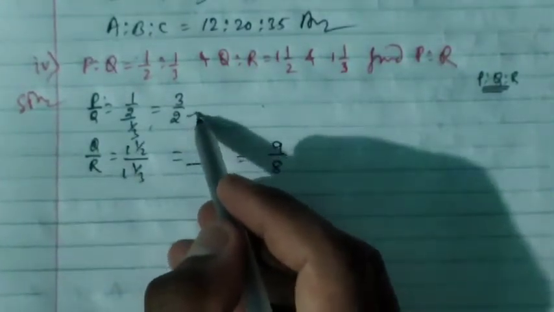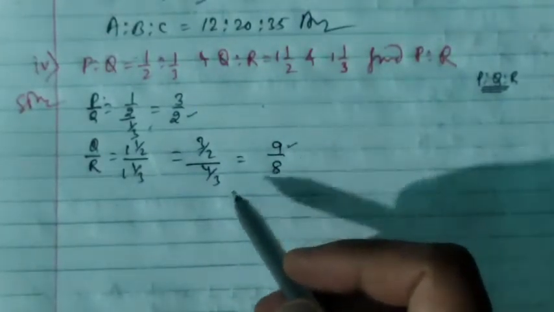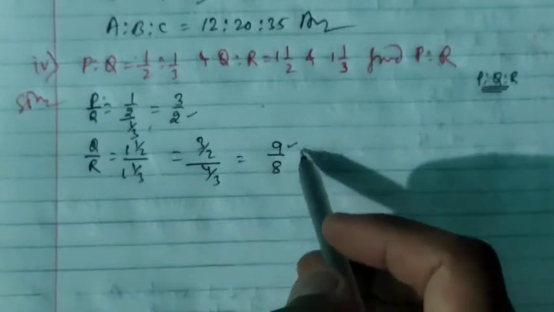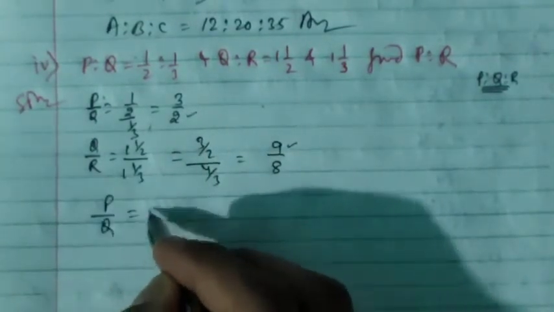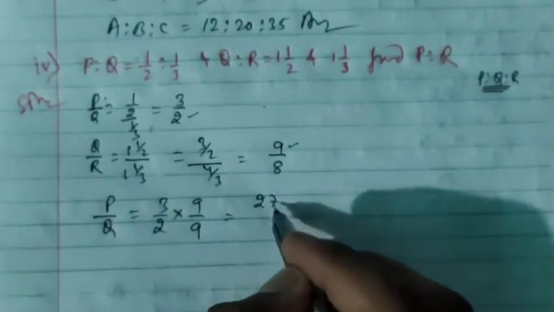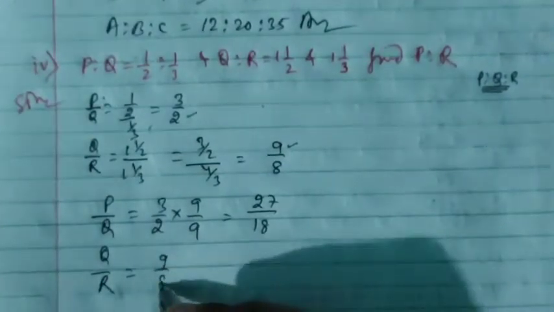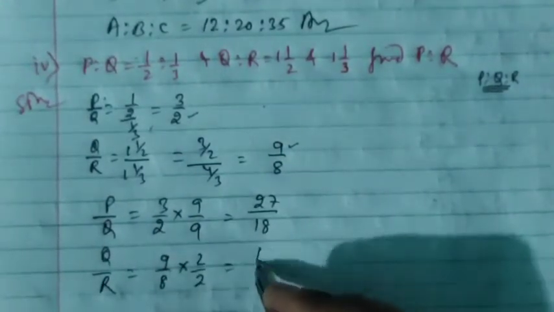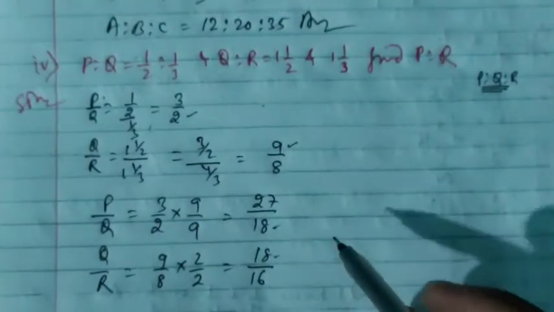Here we can see that the value of q in the first ratio is 2 and the value of q in the second ratio is 9. What we will do? We will exchange the value and multiply it. Now it will become p by q is equal to 3 by 2 into 9 by 9. 3 9 ja 27, 2 9 ja 18. Q by r is equal to 9 by 8 into 2 by 2. 9 2 ja 18 by 8 2 ja 16. Now the value of q becomes same.